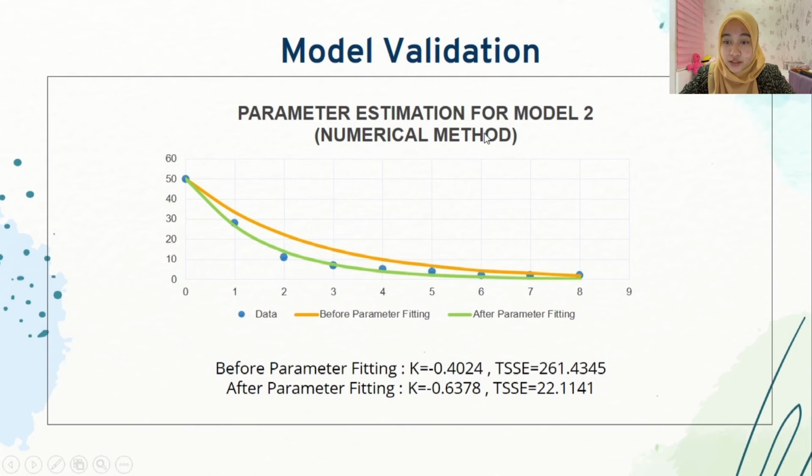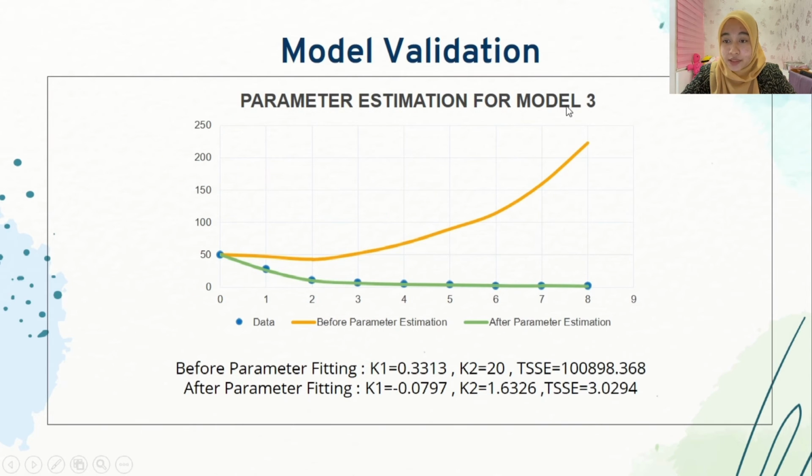And this is for the numerical method, Model 2. Before parameter fitting, the value of k is equal to negative 0.4024 and the total sum square error is 261.4345, this orange curve. After the parameter fitting, the green curve, the value of k is equal to negative 0.6378 and the total sum square error has decreased to 22.1141. After parameter fitting is the best curve to the experiment data rather than before parameter fitting.